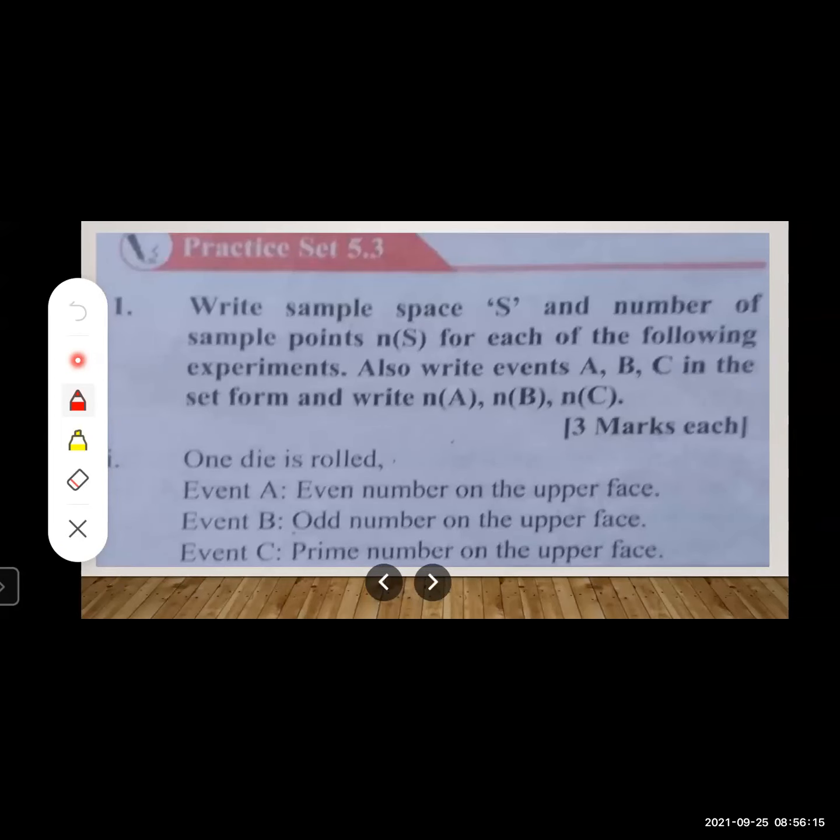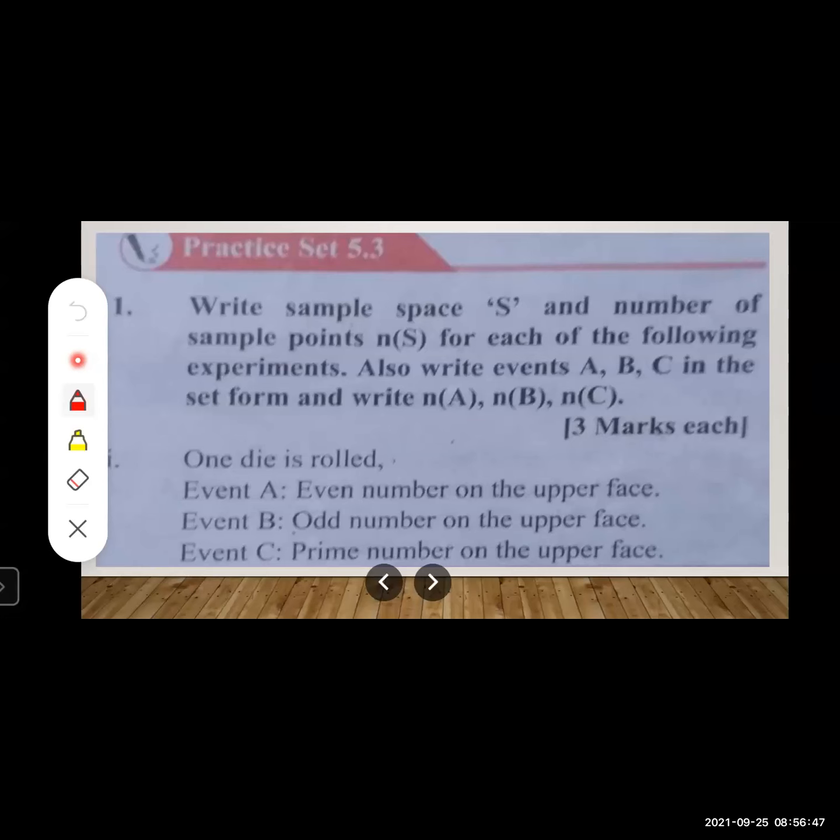Okay, students. Yesterday we started with practice set 5.3, right? So let us see the first example. Write the sample space and the number of sample points, that is n(S), for each of the following experiments. Also write events A, B, C in set form and write n(A), n(B), and n(C). Such a question carries 3 marks in the board exam.